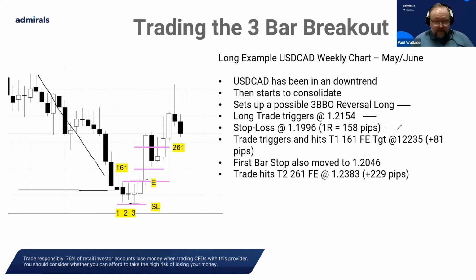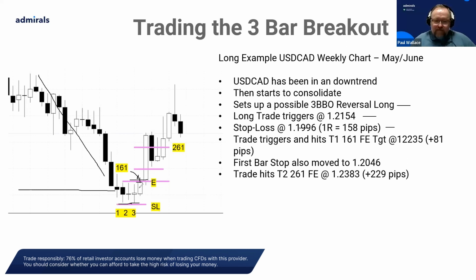So at 1996, you can see that our unit of risk is 158 pips. You can see here the actual trade triggers. This is the candle here. This is our trigger trade, isn't it? It triggers our way through, but it closes right down by the entry, though it's still bullish.